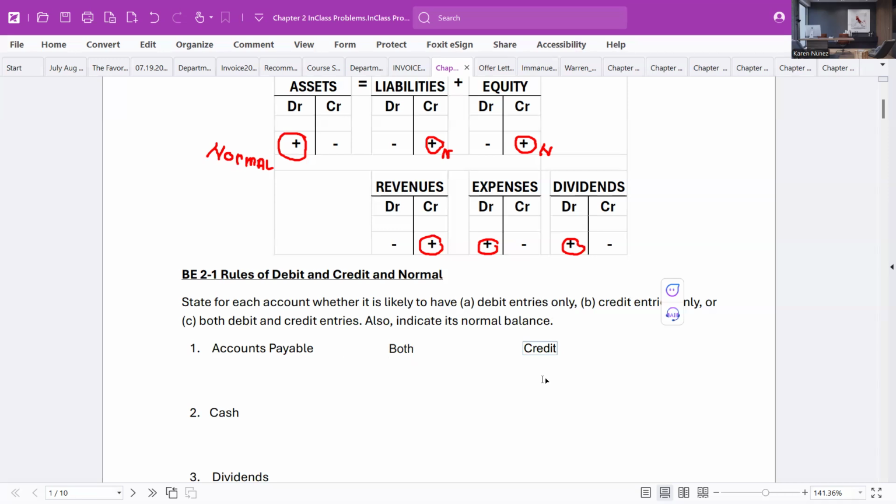Right? The normal balance is a credit. So we should see accounts payable having both debit and credit entries, but the normal balance is a credit. When we look at the cash account, when we receive cash, we'll be debiting it. When we pay cash, we'll be crediting it. So cash is one of those accounts that is going to have both debit and credit entries. But when you get to the end of the period, normally cash should have a debit balance, right? It should normally have a debit balance.